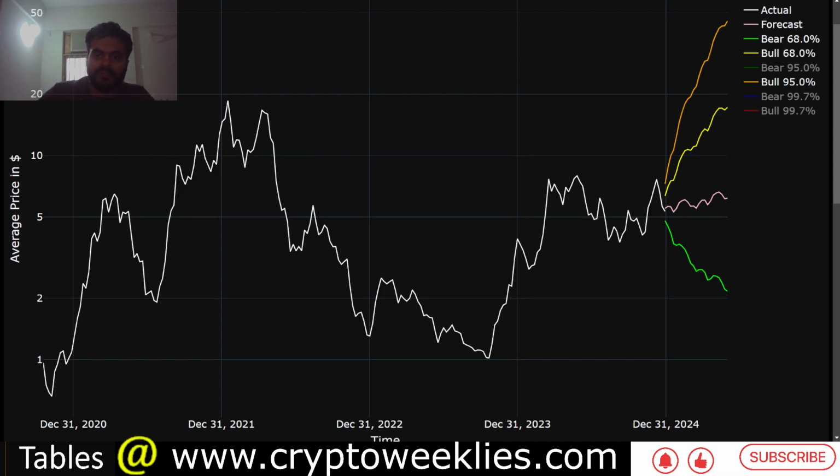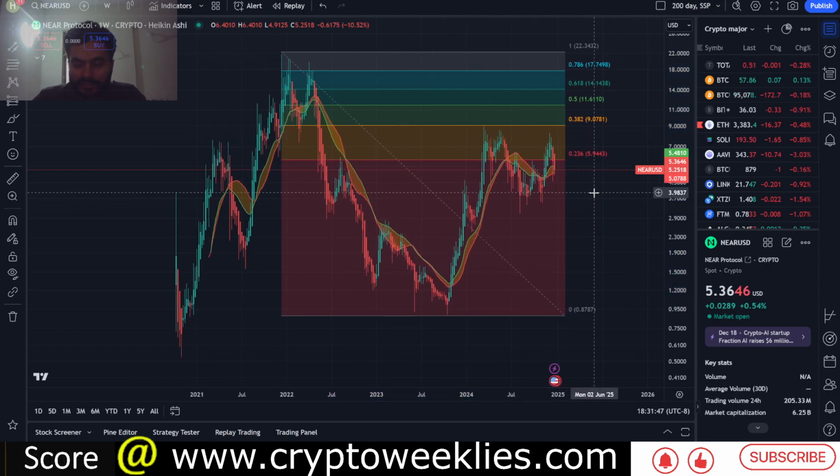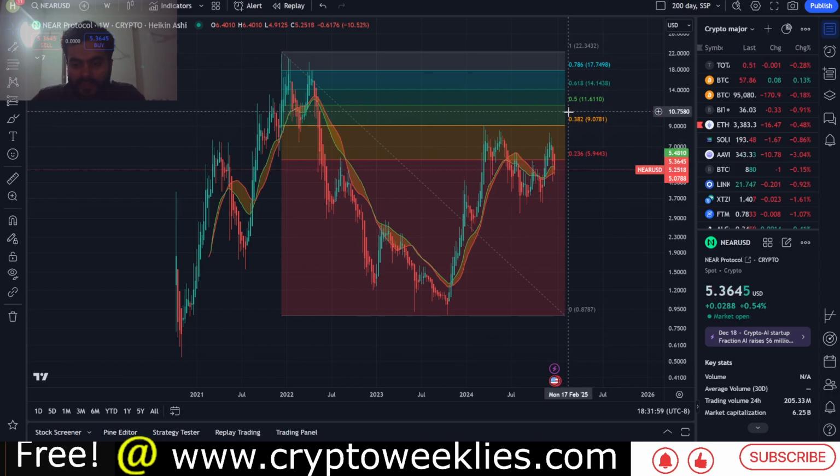Going to the brief technical analysis, again this is on its USD pair, based on the Fibonacci retracement. The first key level to watch is $5.94, which corresponds to the 0.23 fib level, and the 0.38 fib level at around $9, and it's on its USD pair.